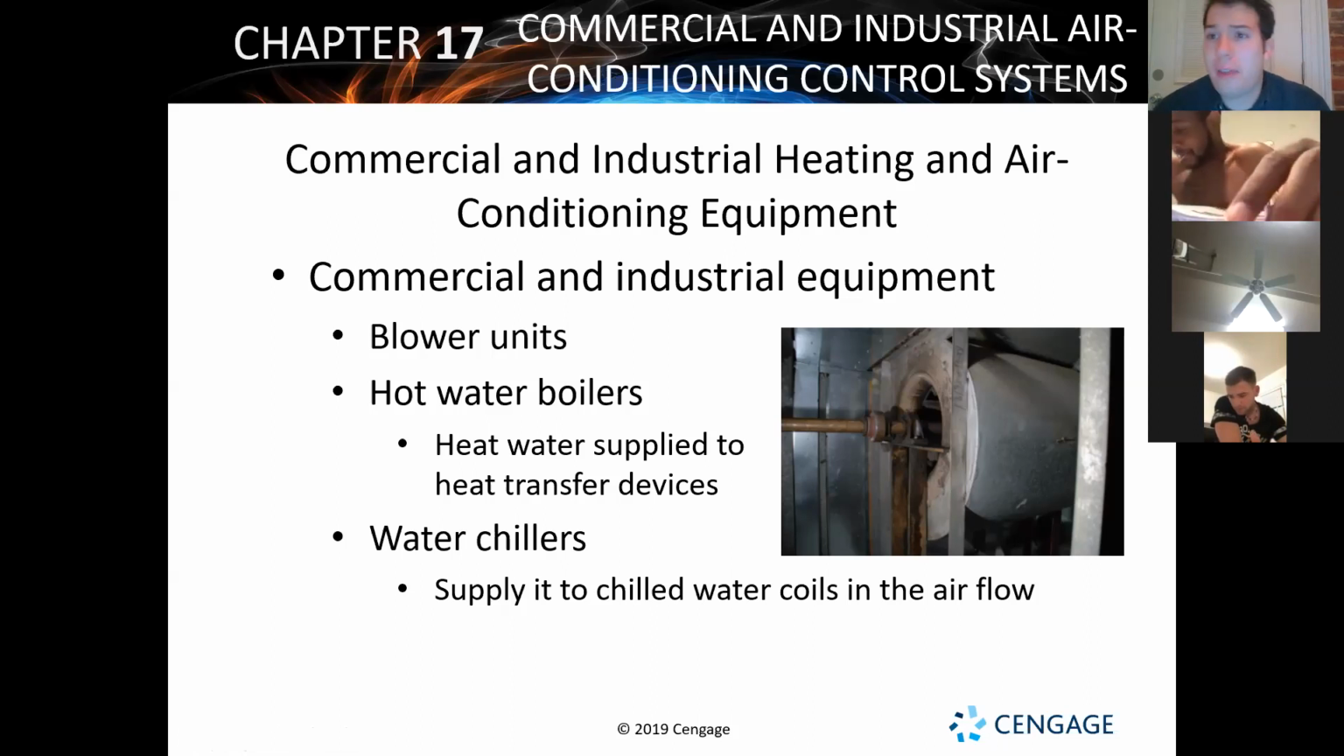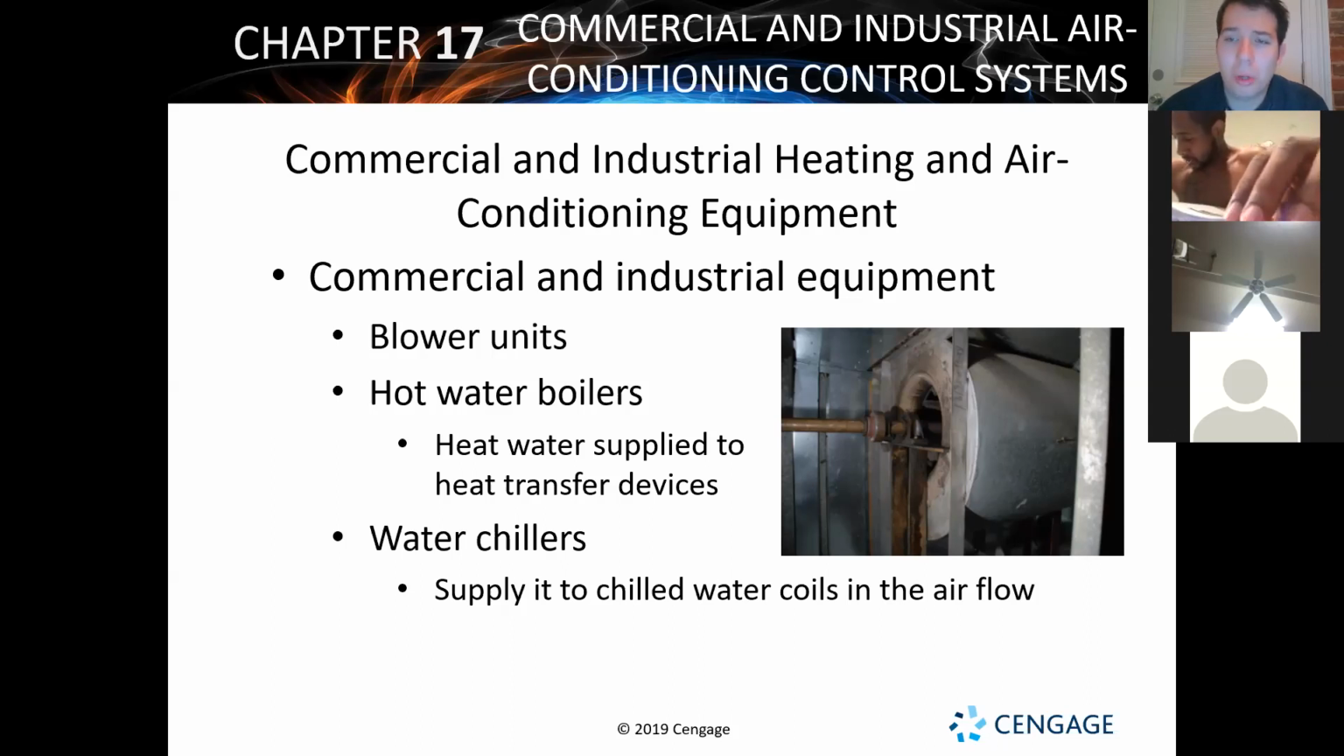So other things you'll have for industrial heating and cooling, besides our refrigerant flow, besides our airflow, we're also going to have airflow going across hot water coils and cold water coils. The hot water is going to come from boilers. The cold water is going to come from chillers. And y'all will learn more about boilers and chillers as you continue through, like I said.